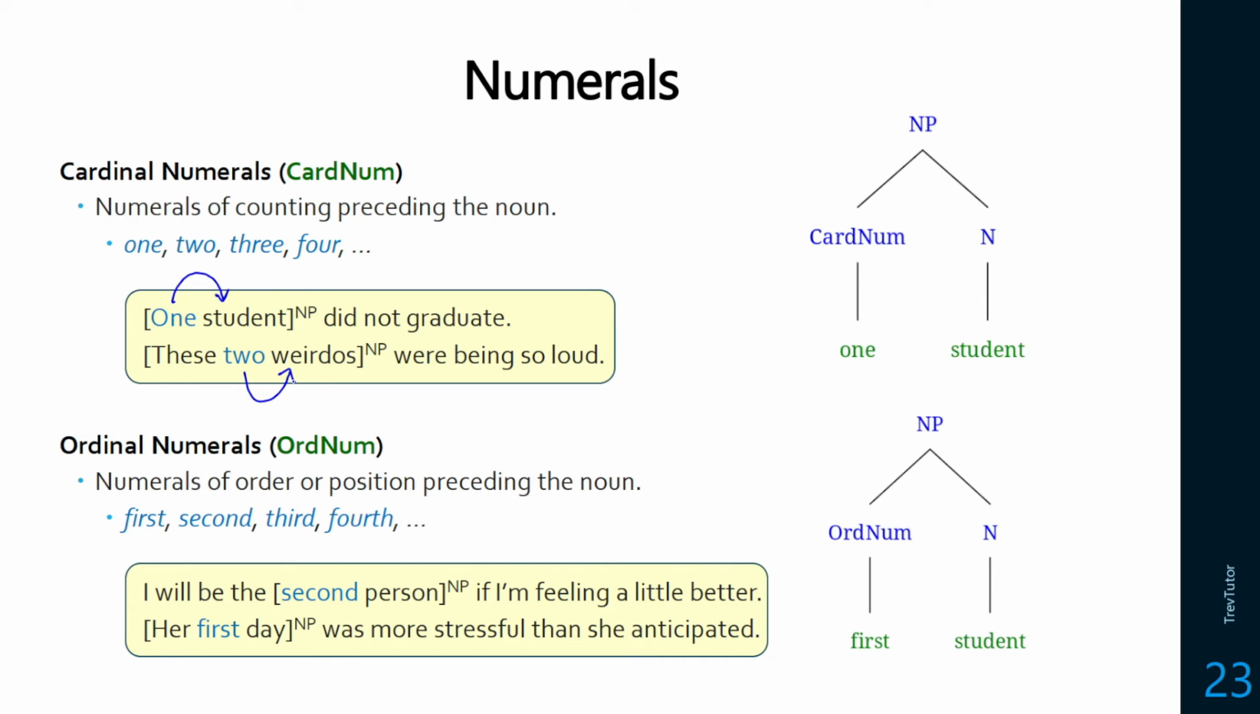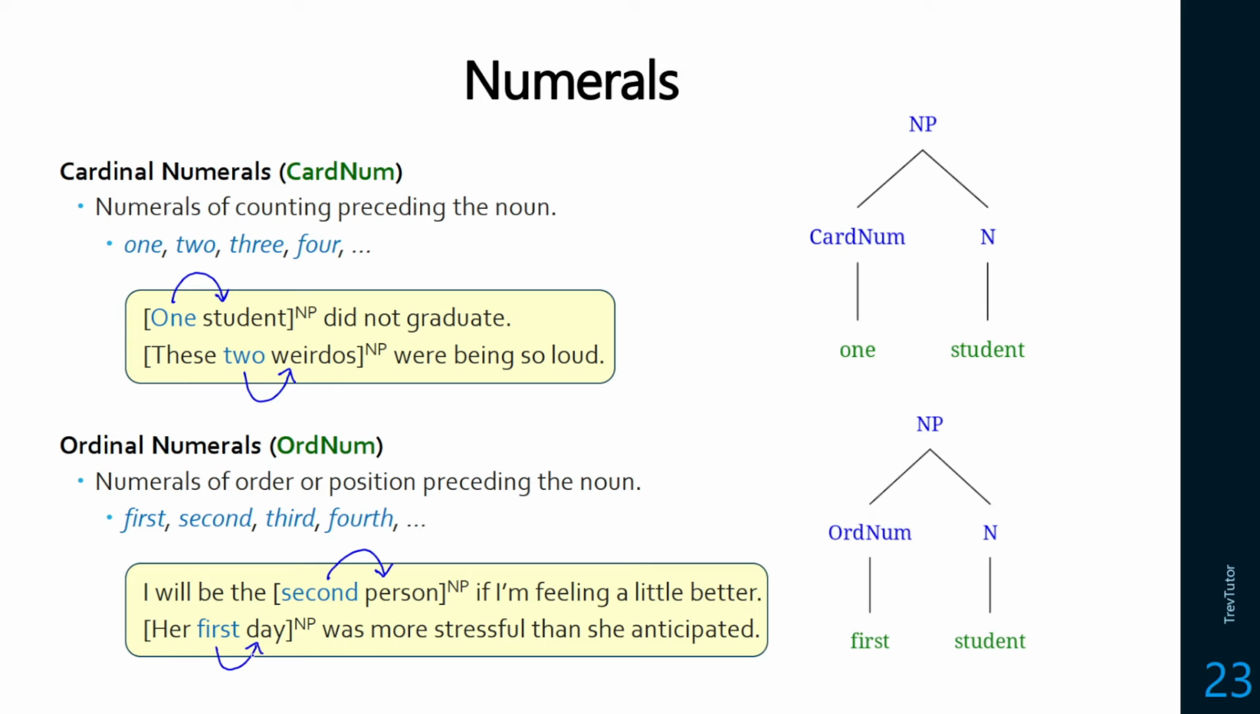So: only one student did not graduate. These two weirdos were being so loud. Or: I will be the second person. We see the noun after second. Or: her first day was more stressful than she anticipated. And we can see structures for these on the right side.